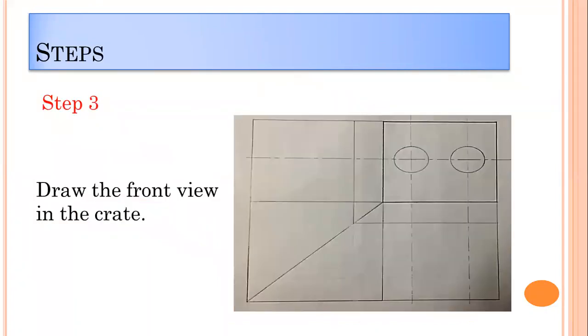Step 3. Draw the front view onto the crate. Hence, use compass to draw the circles, each of radius 13 millimeters. Include the center lines and projection lines.